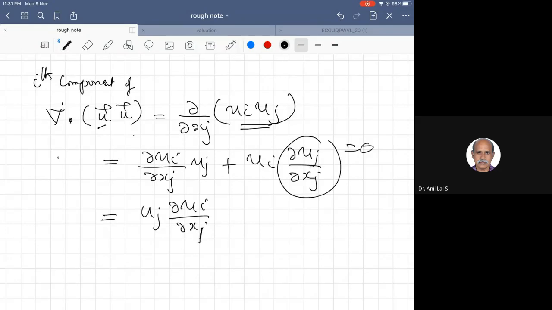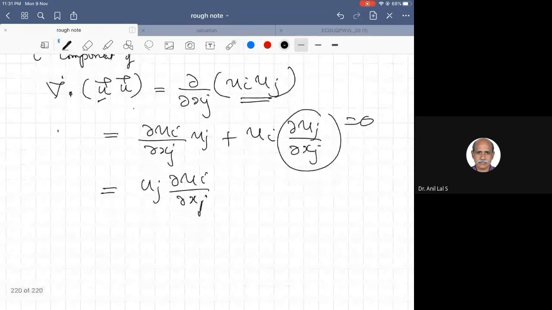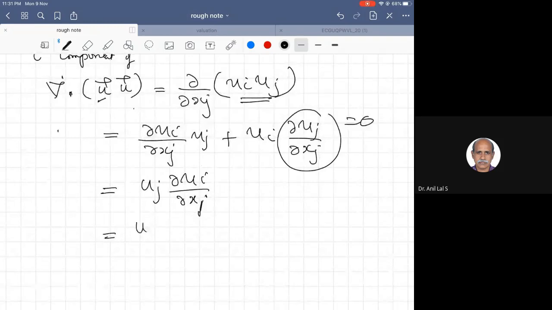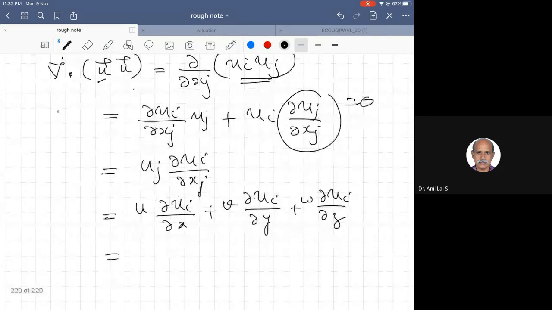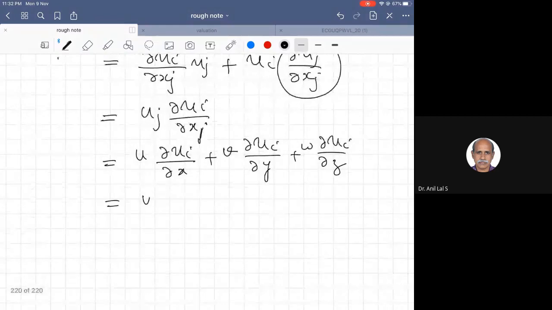So this is the ith component. J will be varied. So u1 is u, ∂ui/∂x, plus u2 is v, ∂ui/∂y, plus u3 is w, ∂ui/∂z. So this is actually u dot del of ui. So this is the ith component.